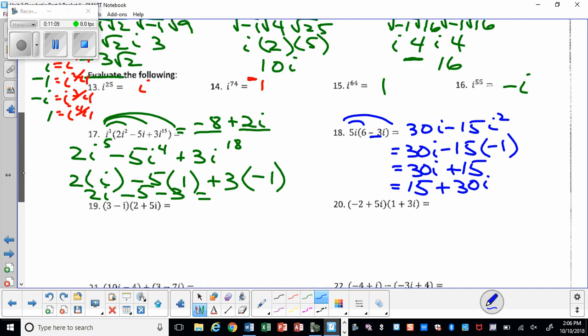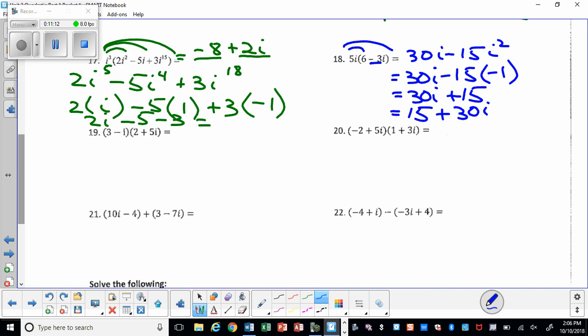Okay, so we'll come down to number 19. And now you're going to FOIL these. All right, so I've got the first, 3 times 2 would be 6. And then the outer ones, 3 times 5 is 15i. And then I've got my inner ones, so that would be negative 2i. And then the last ones would be negative 5, and then that would be i squared. So now I have 6. I can combine my like terms.